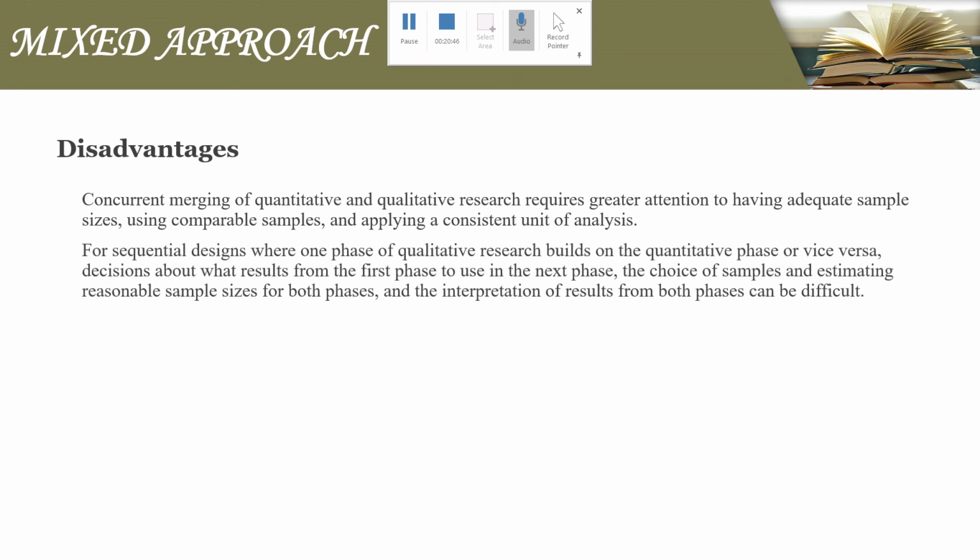Also, for sequential designs where one phase of qualitative research builds on the quantitative phase or vice versa, decisions about what results from the first phase to use in the next phase, the choice of samples and estimating reasonable sample size for both phases, and the interpretation of results from both phases can be difficult. Also, this approach can be expensive since a larger number of samples will be included. For instance, you need to cover a large sample size for quantitative, whereas you also have to interview or capture some number of samples for the qualitative side.